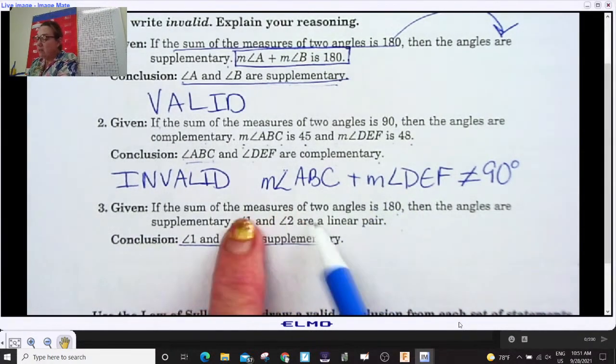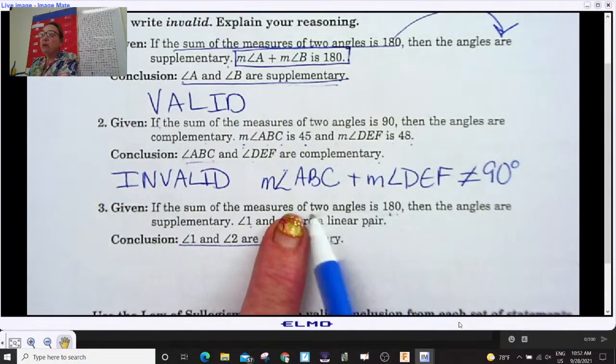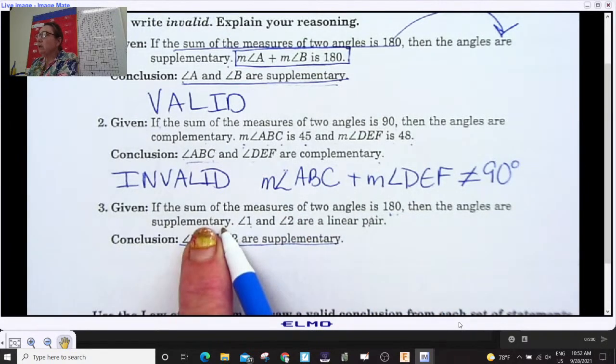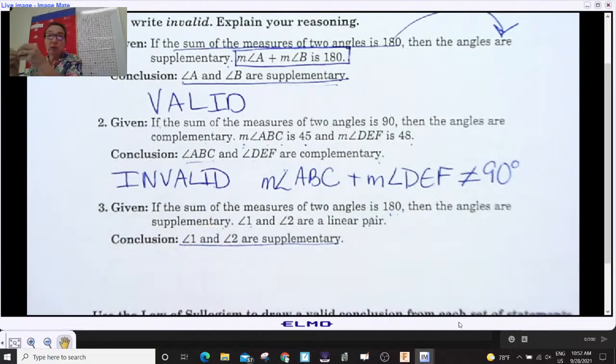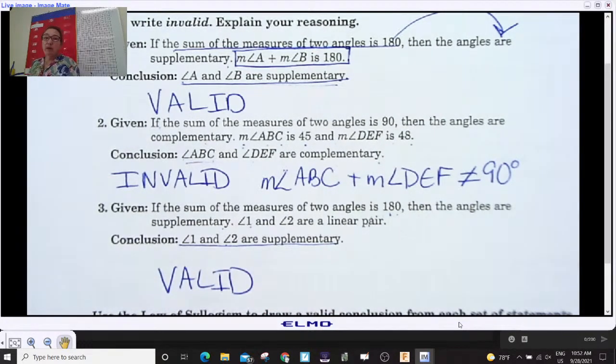So let's go back to this. If they're a linear pair, do they add up to 180? If they make a line, the two angles, do they add up to 180? Yes. So does that mean they're supplementary? Yes, together. The pair is supplementary. So is our conclusion valid or invalid? Valid. Okay? Y'all see how that works. If it's valid, you don't have to give a reason, right? Because it's valid.